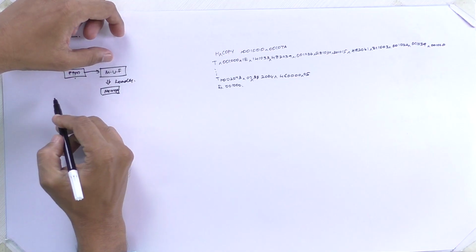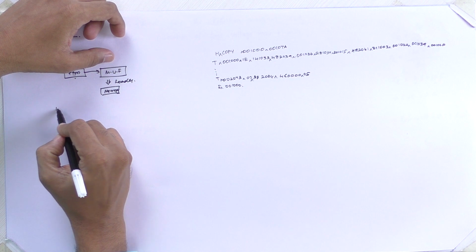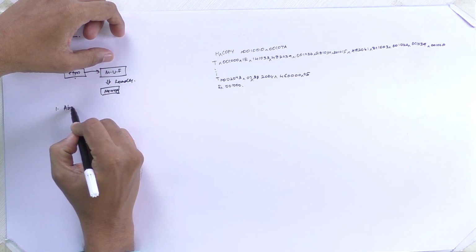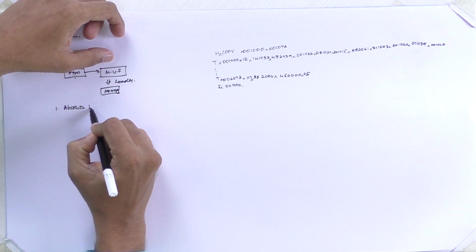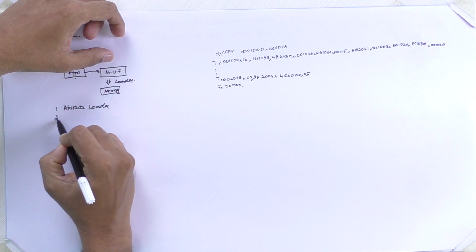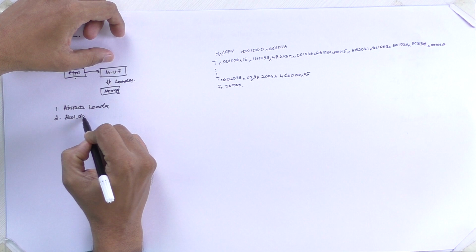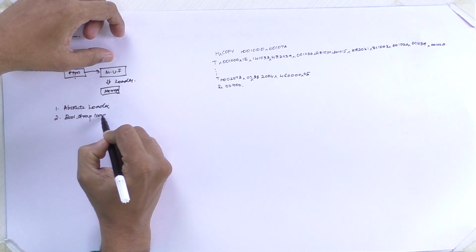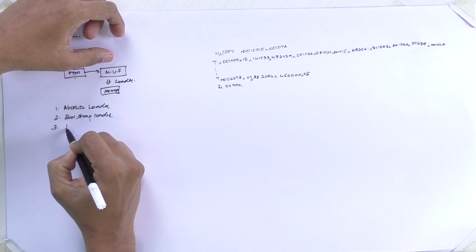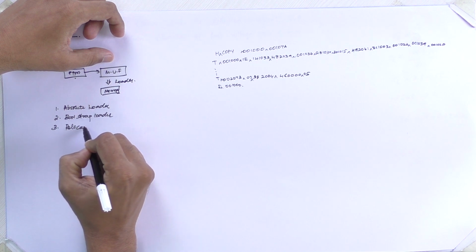There are three types of loader we are going to see today. First one is an absolute loader. Second one is a bootstrap loader, and the third one is a relocatable loader.